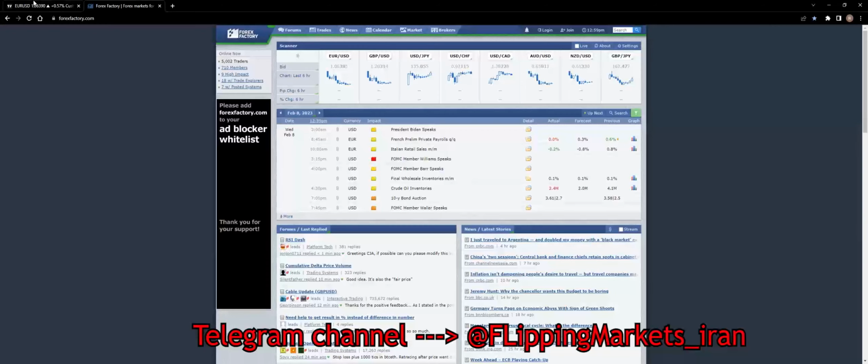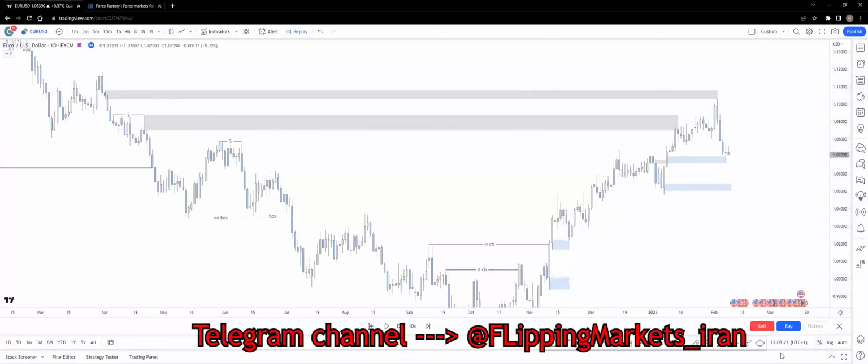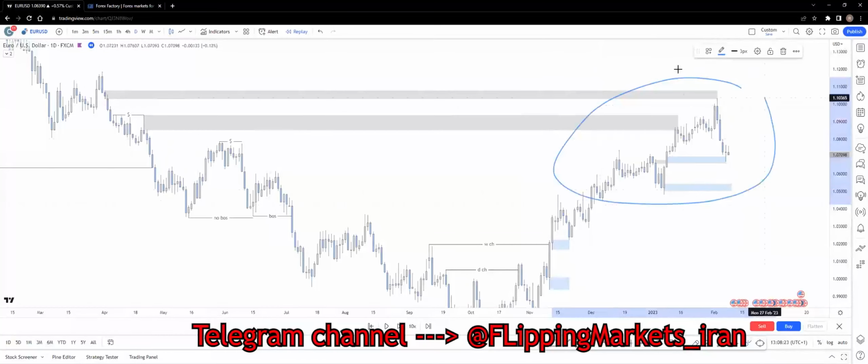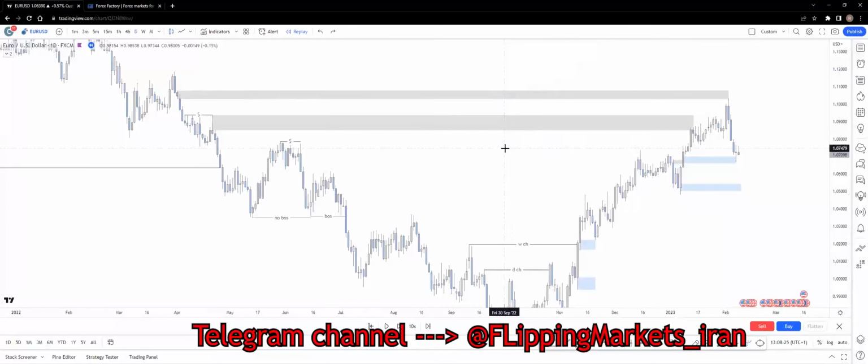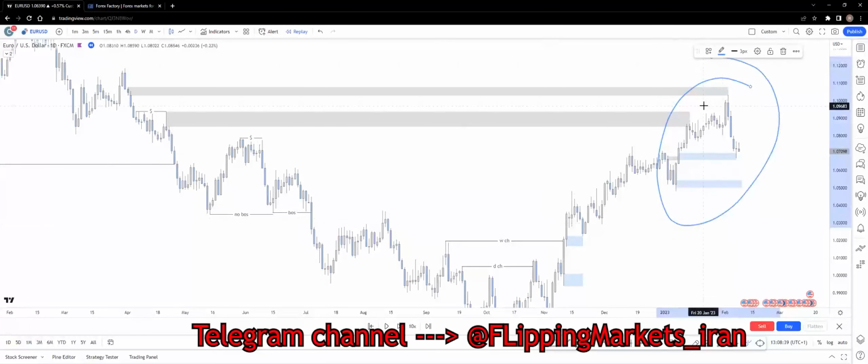So yeah, let's start everything on the daily time frame. I did not delete the higher time frame markups because I believe that it is not really changing, so I'm keeping it on my chart all the time. So what happened here actually?